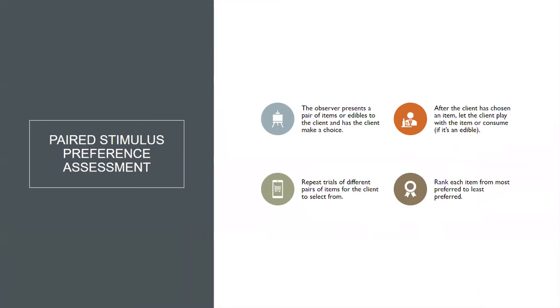After a few seconds or so, make sure to record which items were chosen and how many times they were chosen. Continue repeating the trials with those items or change them and use different pairs of items for the client to choose from. Once you have recorded all the items chosen, rank each item from the most preferred to least preferred.